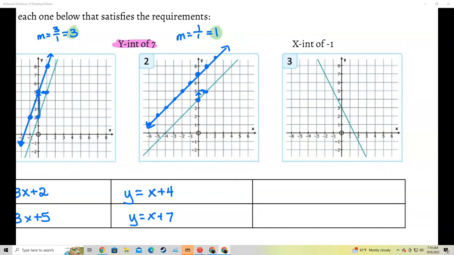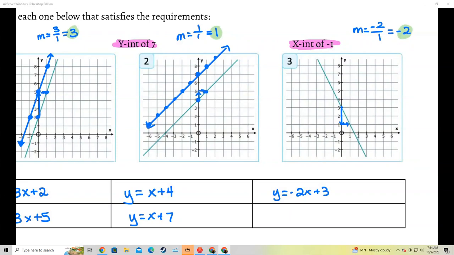So let's see what's going on here. This line is going down 2, right 1, so your slope is going to be -2 over 1, which is just -2. For my old equation, it's y equals -2x, the slope is -2, and it started on the y-axis at 3. For the new one, I need an x-intercept of -1 and a slope of -2.